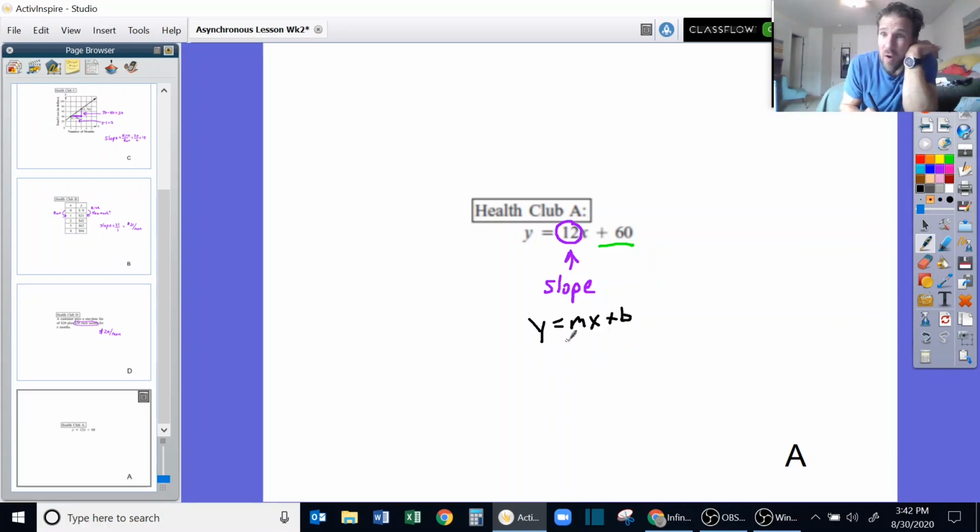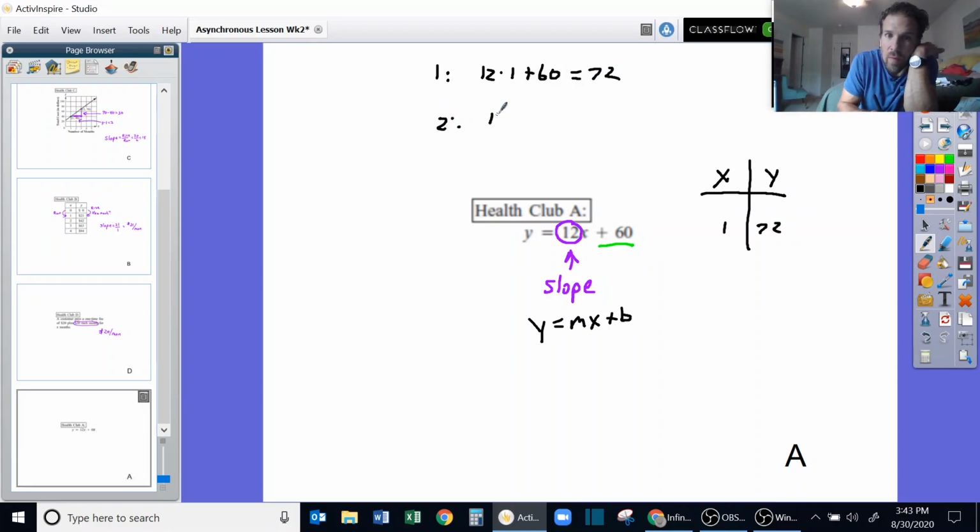If you didn't know that, though, you could certainly say, well, if x is the months and y is the cost, what happens if we do 1 month? If I put 1 month in there, this would be 12 times 1 plus 60. So for 1 month, this would be, what's that? 12 plus 60 is 72. For 2 months, that would be 12 times 2, because we're just putting it into this equation where the x is, and then plus 60. So that's 24 plus 60. That would be 84.